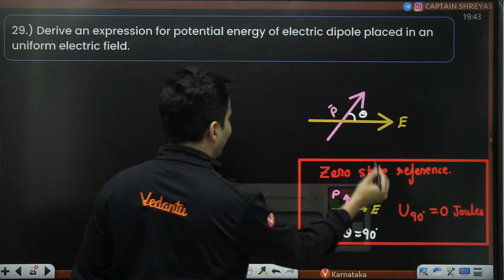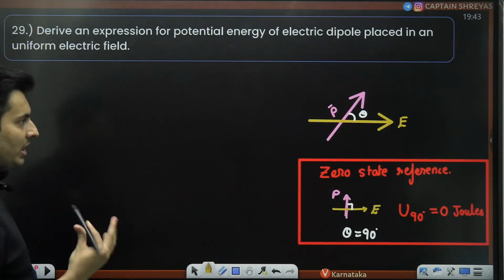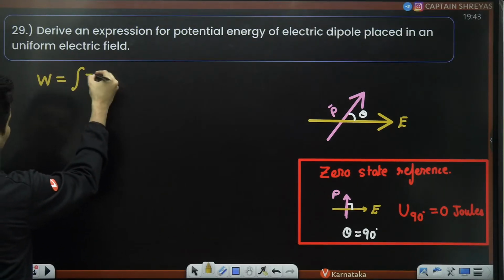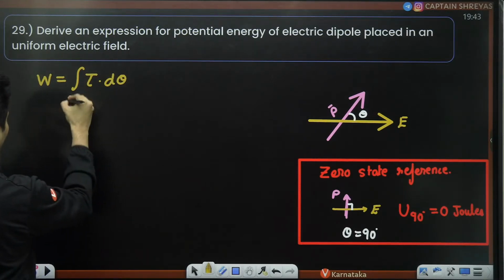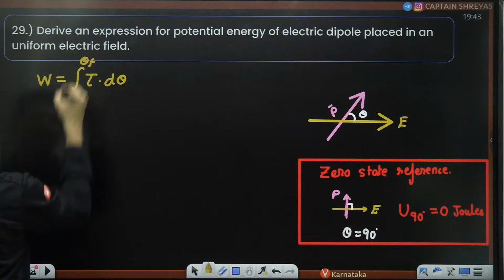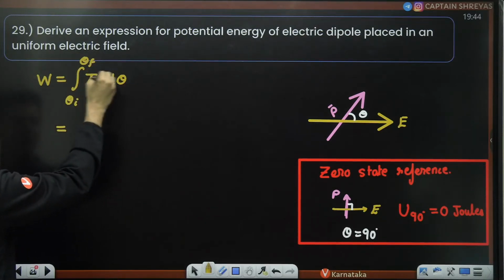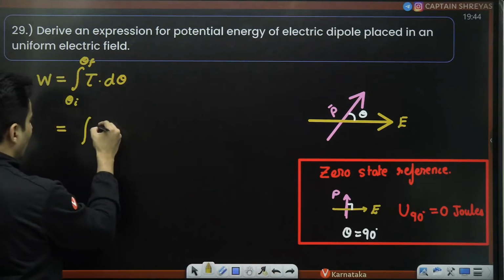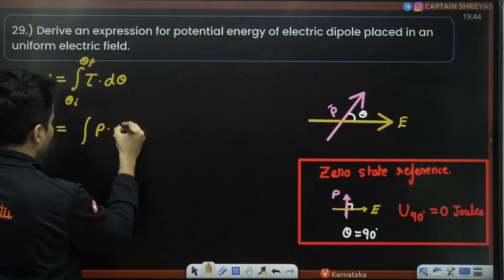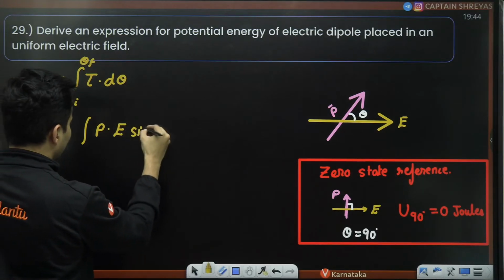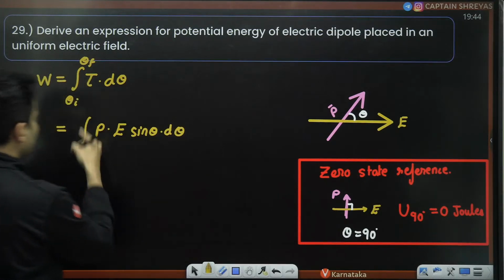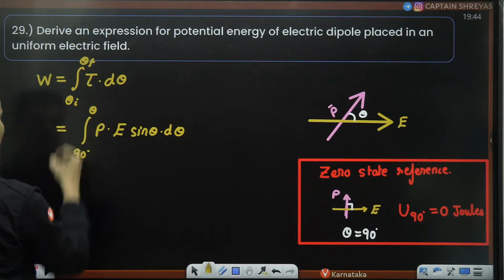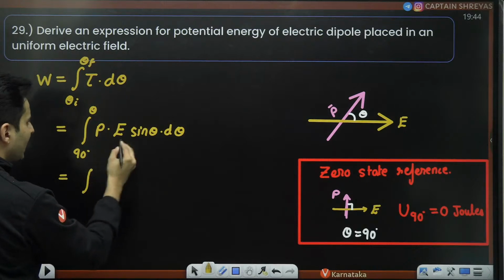Now, in order to find the potential energy of that dipole, find out the work done, and the work done is the integration of torque into the angular displacement from initial to final value. Work is force into displacement. In rotation, it is torque into angular displacement. Is the torque value known to me? Yes. Torque is electrical dipole moment into electrical field into sine theta d theta. Let's say the initial is at 90 degrees, the final is at some theta value. So this will be P E sine theta d theta.